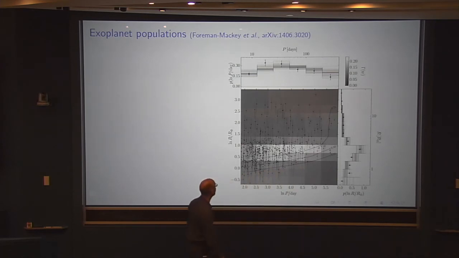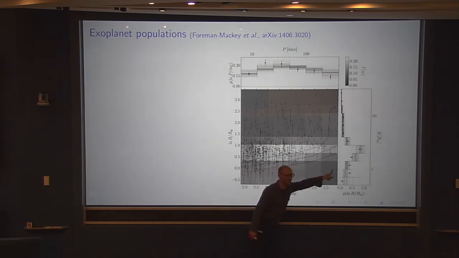And then this is the size of the planet. Here's one Earth radius. And then up there is a Jupiter. So Jupiter's up around 2.5 in these units. So Earth would be right here. So notice the Kepler mission failed to detect anything that's exactly an Earth analog. And these are completeness contours coming down here. These contours like this are completeness contours.